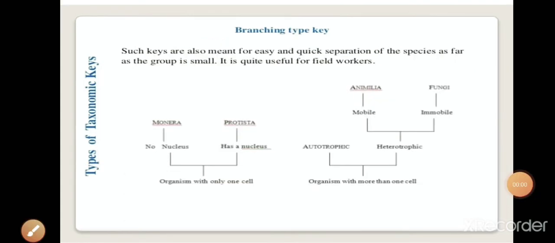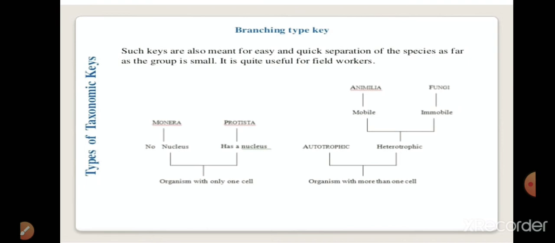The next point is bracketed keys, or branching keys. Such a key is also meant for easy and quick separation of species as far as the group is small. It is quite useful for field workers. It provides both choices side by side, and the choices of the couplet must be numbered or lettered. If the previous couplet is given, the key has exactly the same choices as the first example and the choices are separated, but it is easy to see the relationship. While this key might be more difficult to construct, it gives more information to the user.